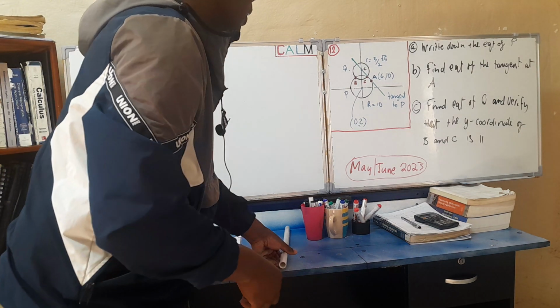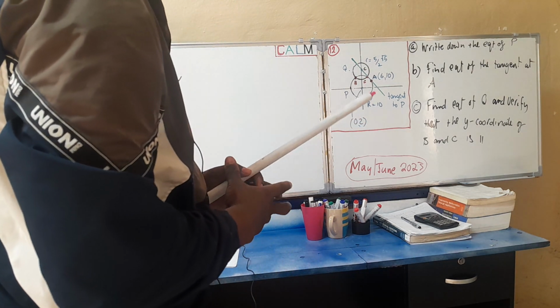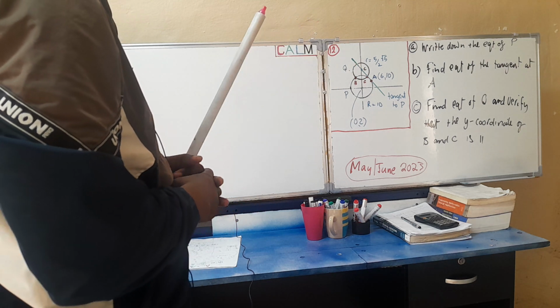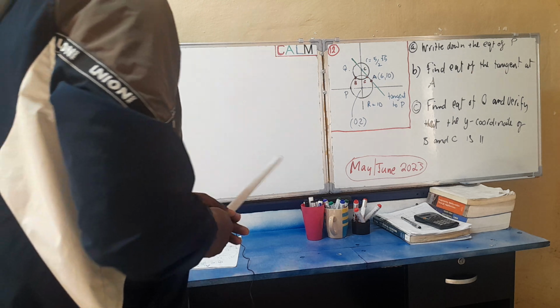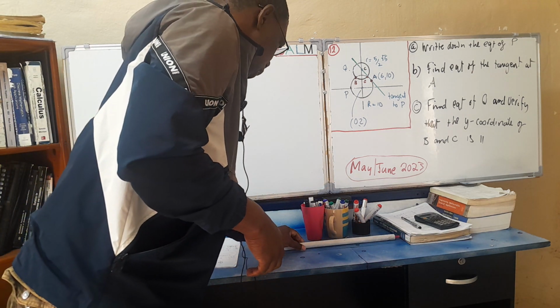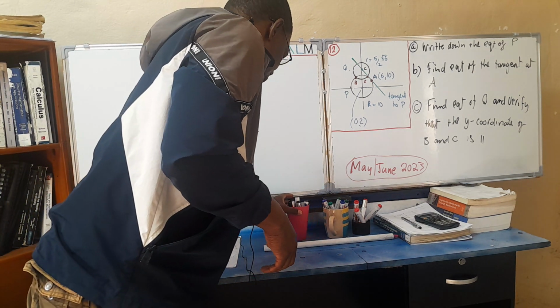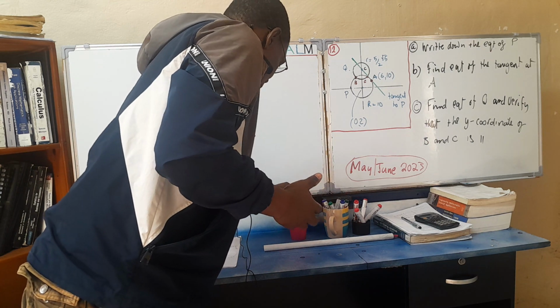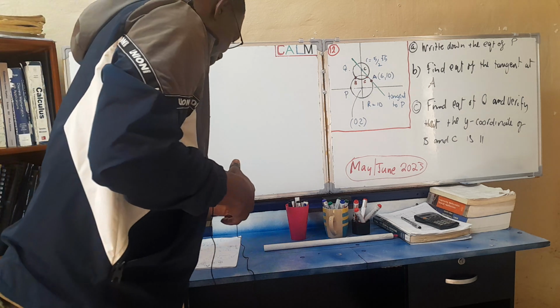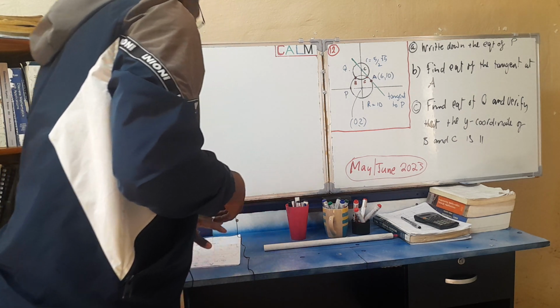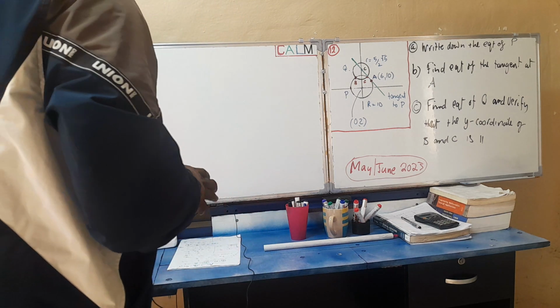The first question says, write down the equation of circle P. The phrase write down normally just means you don't need to have any calculations, you just quote something.